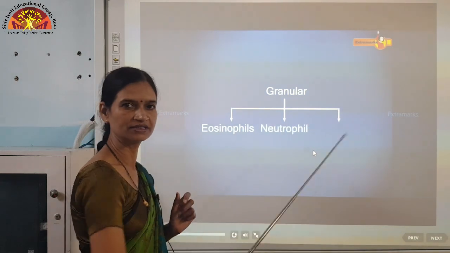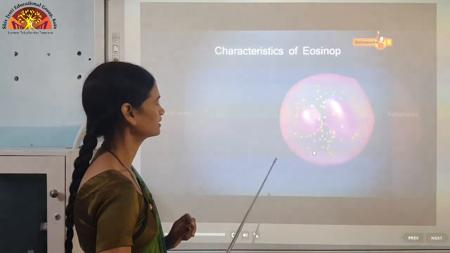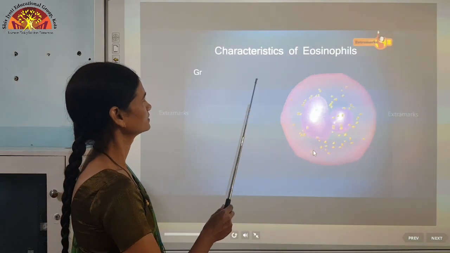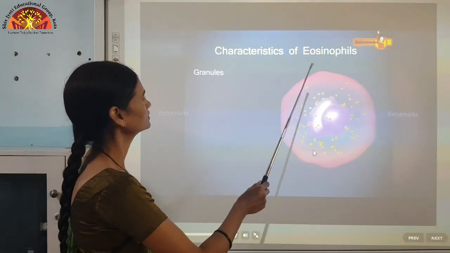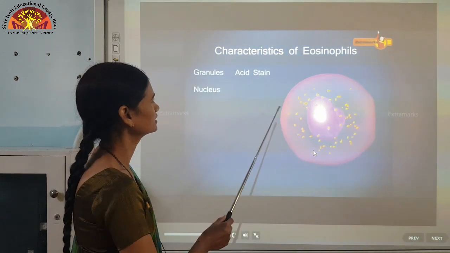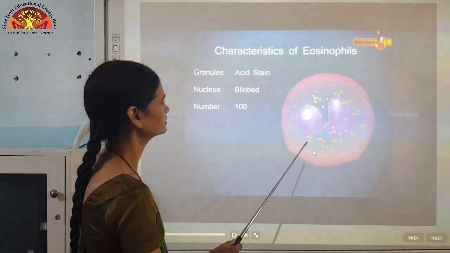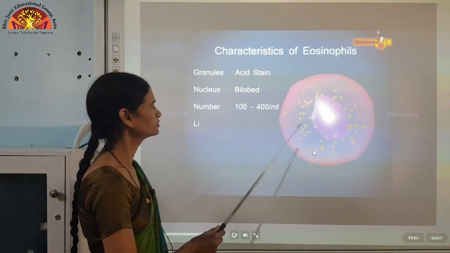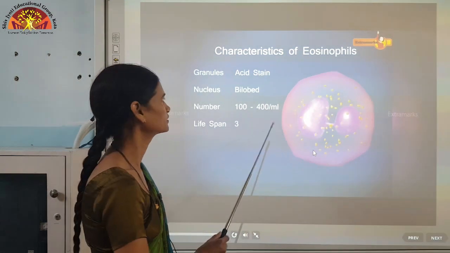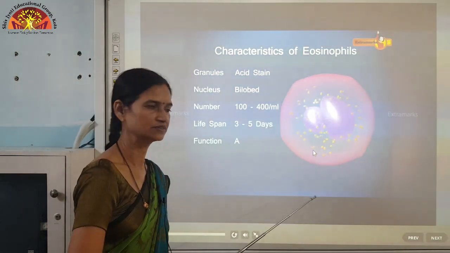Granular are again of three types: eosinophils, neutrophils and basophils. These are the three kinds of granulocytes. Now the characteristics of eosinophils देखें हम. You can see the shape. Now these granules can absorb acidic stain. It is the characteristic of it. They have bilobed nucleus. Their number is 100 to 400 per milliliter, and their lifespan is 3 to 5 days.